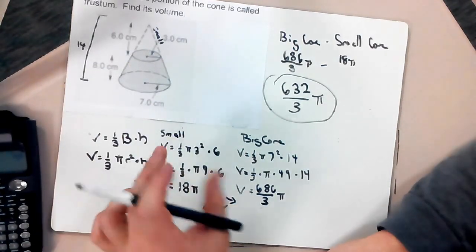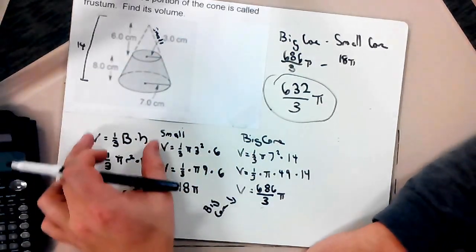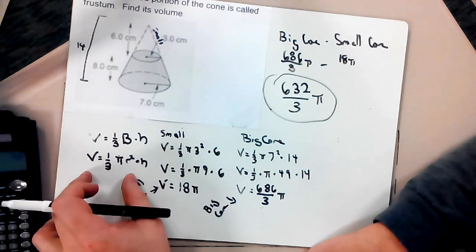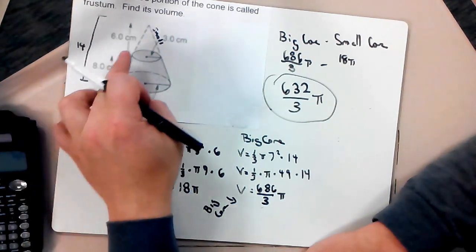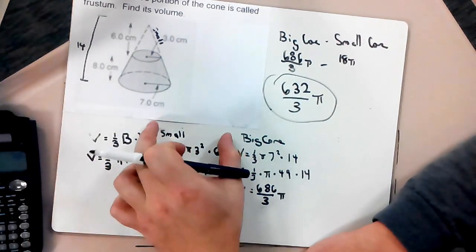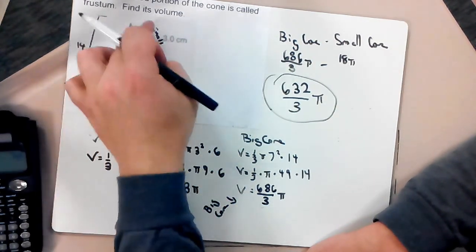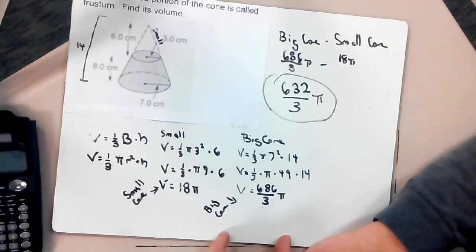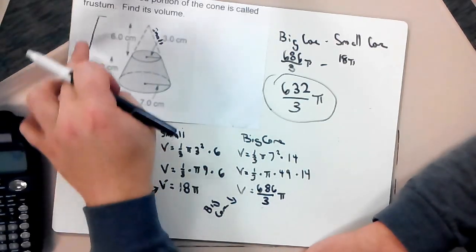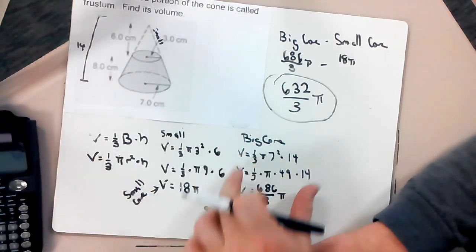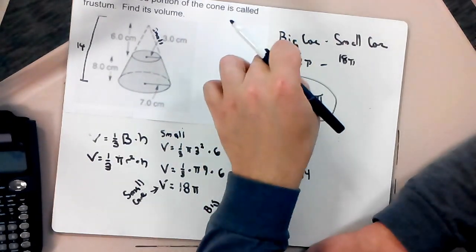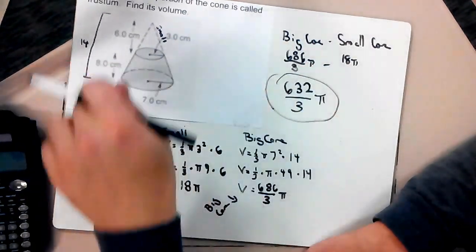So let me just recap here real quickly. I had to find the volume of a cone. So big B equaled pi r squared, so I plugged that in. I found the volume of the small cone, which was this unshaded region. I found the volume of the big cone by adding those two heights together and using that radius. Then I subtracted them to get that answer.